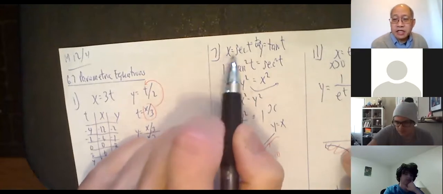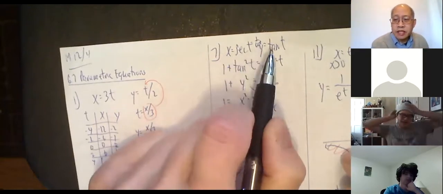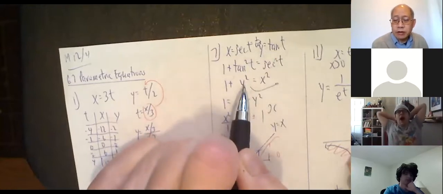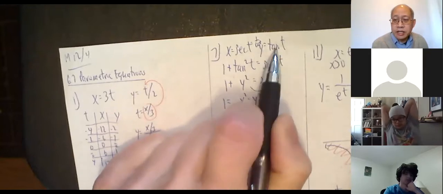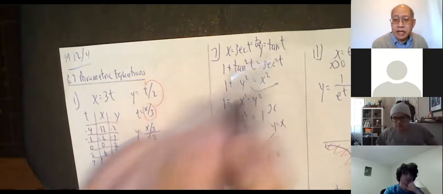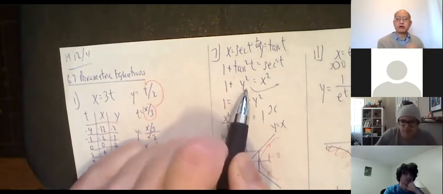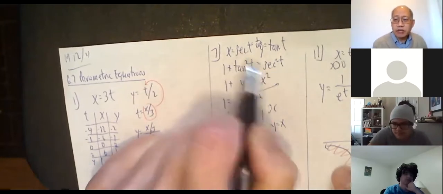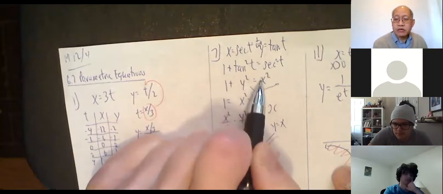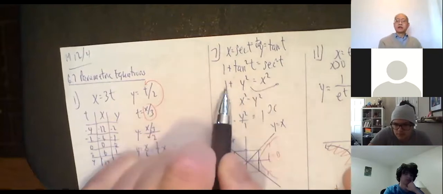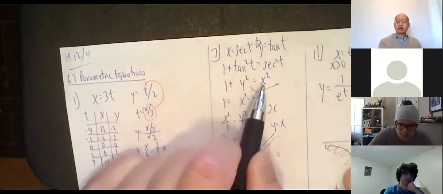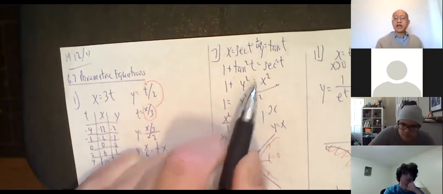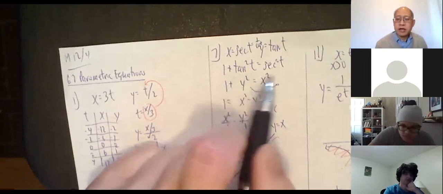Okay, now x is secant t, y is tangent t. So tangent squared is y squared. Right? It says so right here. y is tangent t, so y squared is tangent t squared. So I put here 1 plus y squared. And since x is equal to secant t, if I square both sides, I get x squared is secant squared t. So there it is. 1 plus y squared equals x squared.